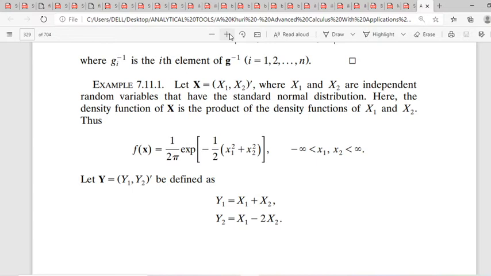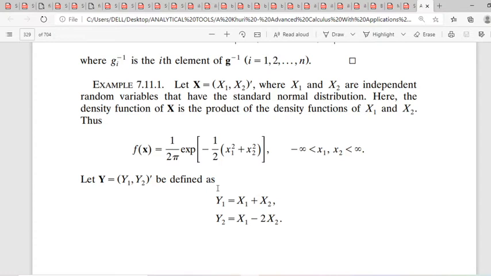Okay, we have two variables. In this example 7.11.1, x1 and x2 are independent random variables and they are standard normal variables. So the joint density function will be 1 by root 2 pi into 1 by root 2 pi, e raised to minus 1 by 2 x1 square, into e raised to minus x2 square by 2. That can be written as 1 by 2 pi e raised to minus 1 by 2 into x1 square plus x2 square, for minus infinity less than x1, x2 less than infinity. That means the variables lie between minus infinity and infinity.